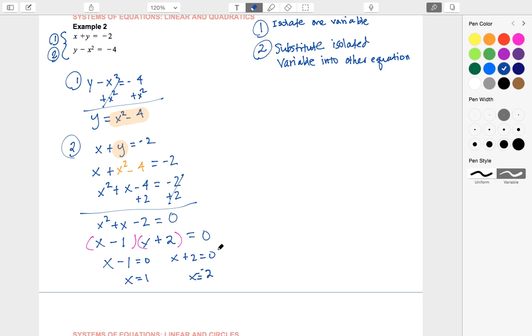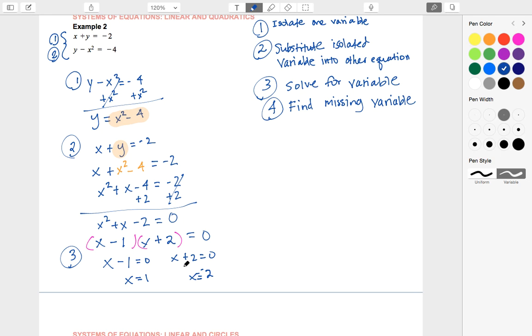Okay, so we are not done. Once we substitute the isolated variable into the other equation, I can call this step 3, which is to solve for the variable. So one of your variables we'll end up finding, which in this case, we found two answers for our x values. And then our final step, step 4, is to find the missing variable.